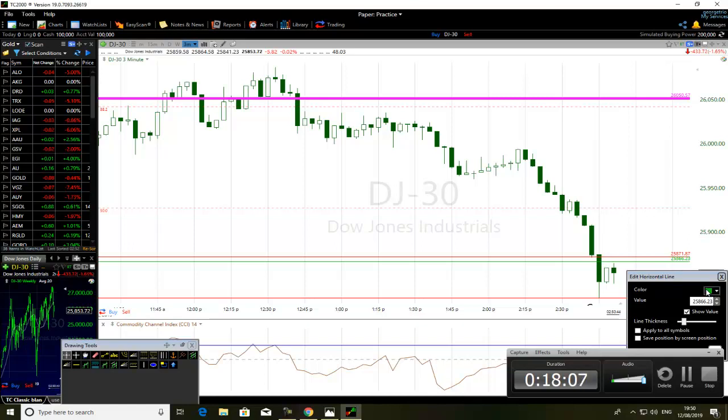So that order there, I'll leave it there, near that median line at the 25866, a limit order to buy the Dow Jones, looking for a bounce up in a downtrend. I'm looking for a reversal at a conversion point. This is it.